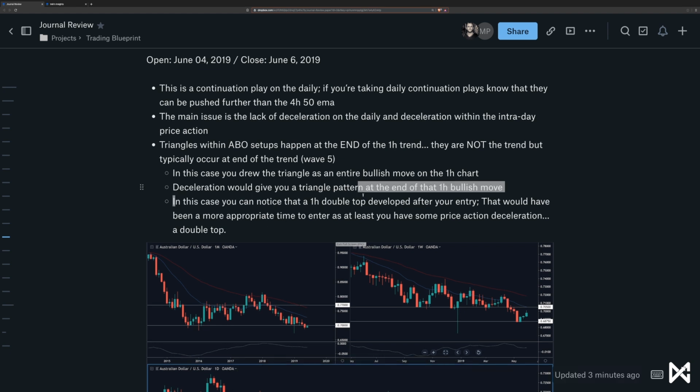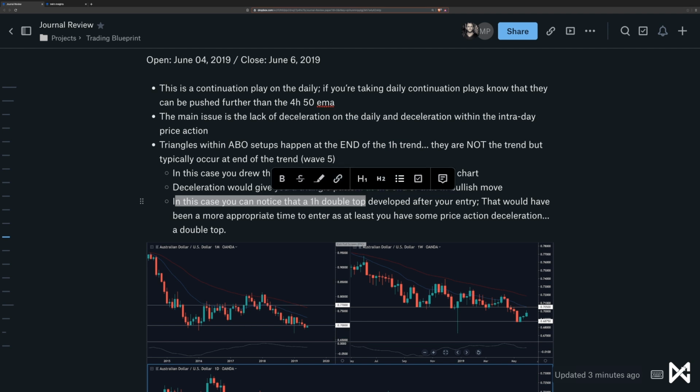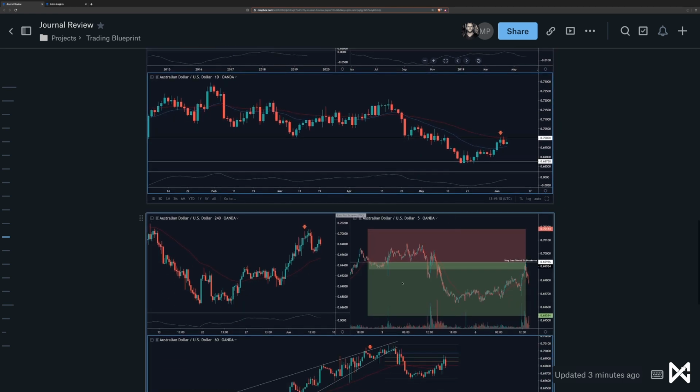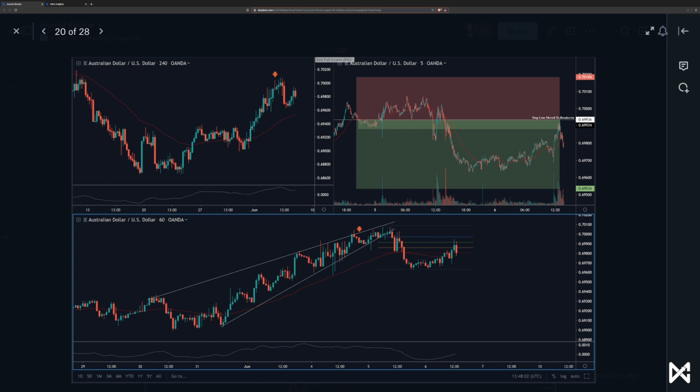In this case, you notice that the 1 hour double top developed after your entry. That would have been a more appropriate time to enter, as at least you have some price action deceleration and double top, right? So in this case, it was just a 4 hour pullback, right? So kind of like the 4 hour chart, check it out. 4 hour chart broke out, maybe rejected, kind of like a breakout, retest, big bearish run or big bullish run, and you're looking to take that pullback.